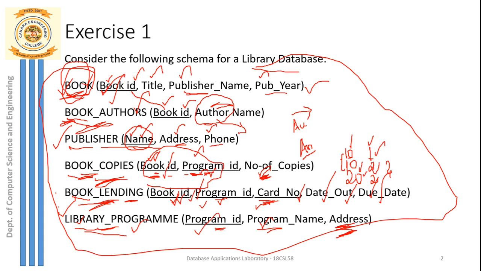The last table is library program, and in the library program table the program ID is unique in nature. Every library should have a unique ID, a different name, and a particular address. So here only the library ID or program ID is unique in nature. I hope the question is clear.